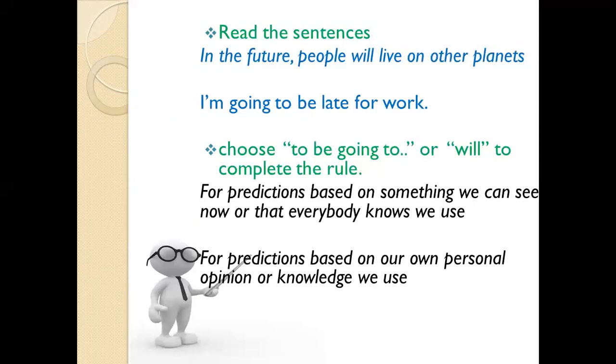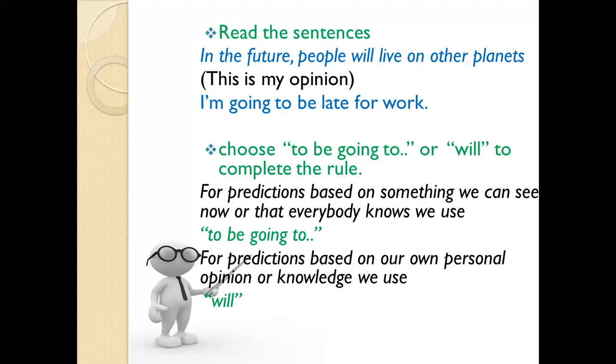So, for prediction based on something we can see now or that everybody knows, we use, yes, you are right, to be going to. For prediction based on our own personal opinion or knowledge, we use will. In the future, people will live on other planets. This is only my opinion. I'm going to be late for work. This is a situation which we can see now because my car has broken down.